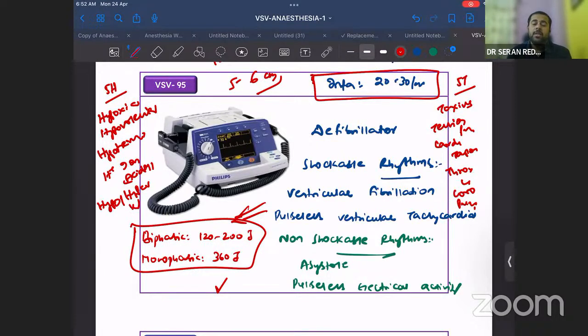Okay, this is all. Another important change which happened in the 2020 guidelines is the perimortem section. Earlier they used to say 4 minutes. Now they made it from 4 minutes to 5 minutes. This is also an important thing you want to remember. Perimortem, yes. Okay, from 4 minutes to 5 minutes.